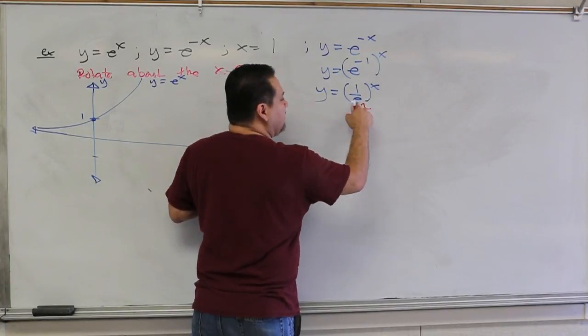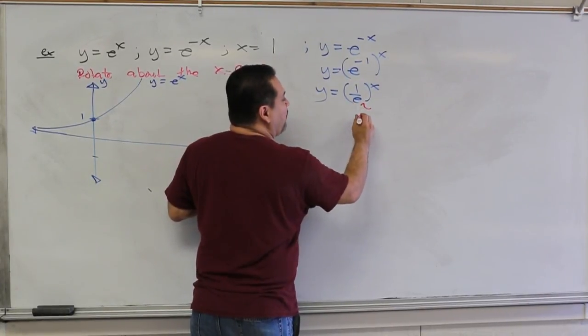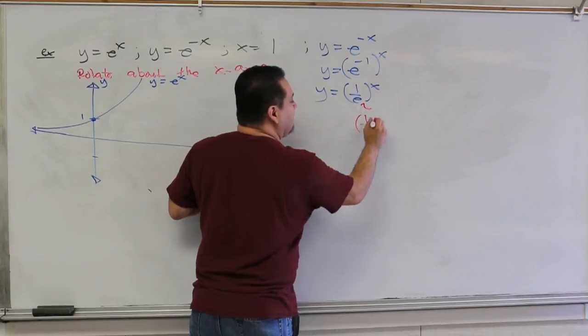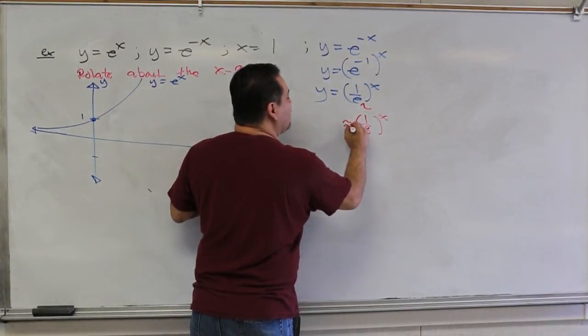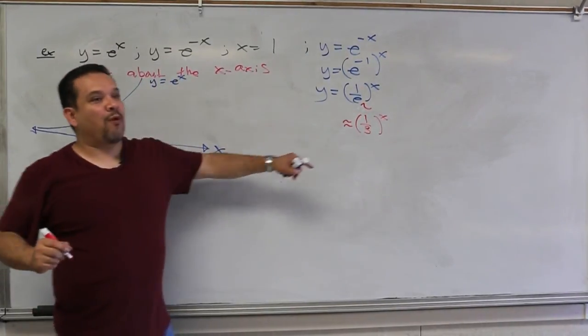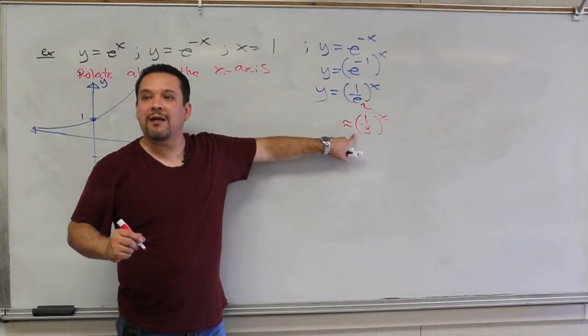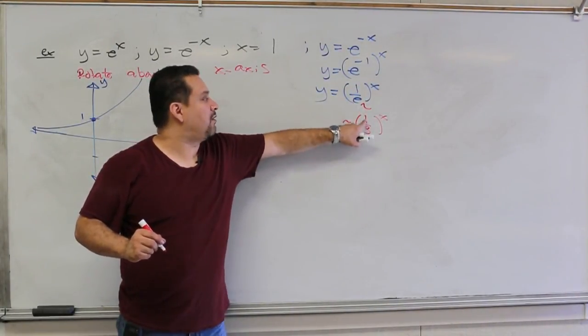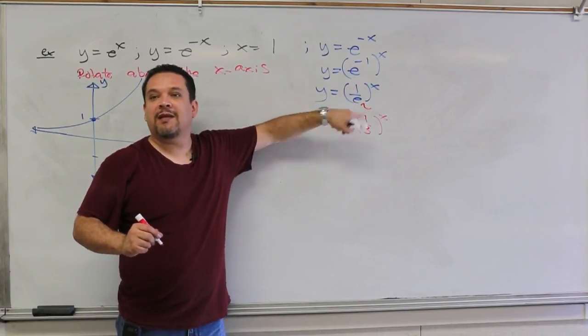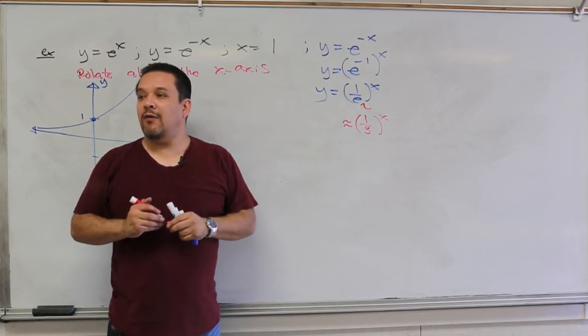2.718, sorry. Let's say e is about 3. This is approximately like thinking of 1/3 to the x, right? It's not what it is, it's approximate. The moral of the story is my base is smaller than what? 1, right? This base, 1/3, or 1 over e, is smaller than 1. That makes it a decay curve.